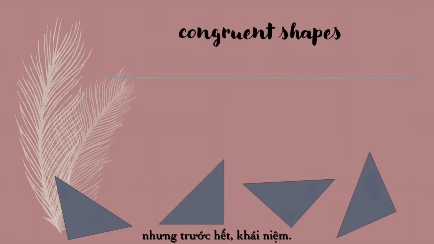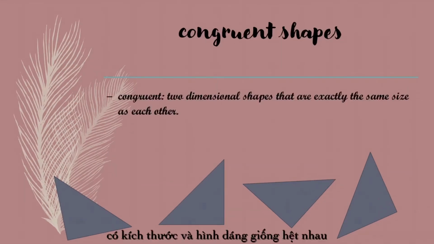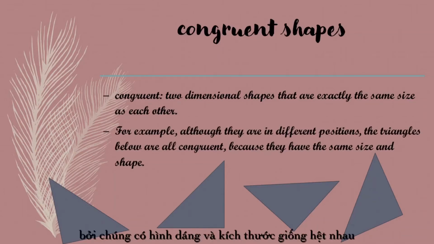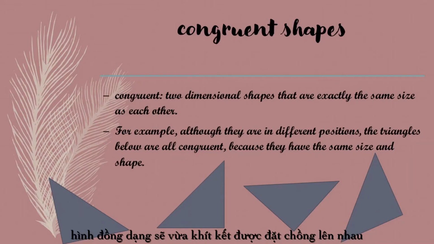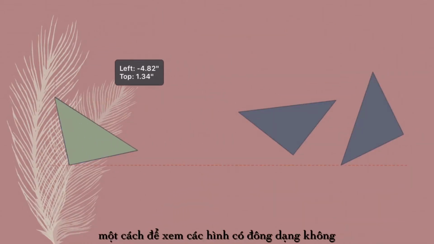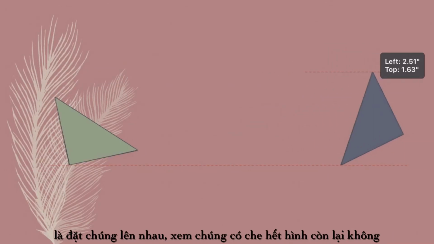But first, vocabulary. What is congruent? It is the word to describe when two-dimensional shapes are exactly the same size and shape as each other. For example, although they're in different positions, the triangles below are all congruent because they're all exactly the same size and shape. Congruent shapes fit exactly on top of each other, so one way to see whether shapes are congruent is to trace one of them and check that it covers the other shapes exactly.